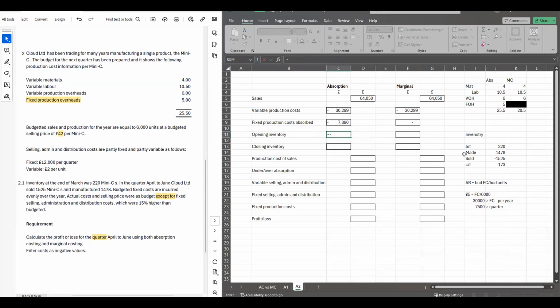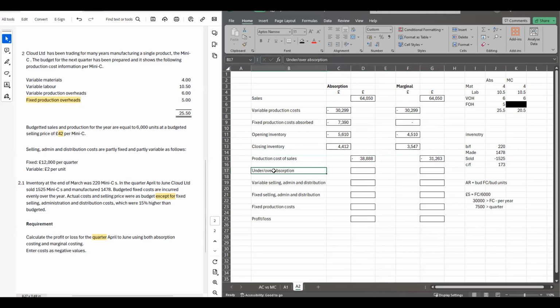So absorption costing is going to be the 220 multiplied by the £25.50. Under marginal costing, it's going to be the 220 times the £20.50. And the closing inventory is going to be the 173 multiplied by the £25.50 under absorption, and the 173 times the £20.50. So again, just to reiterate the point, closing inventory goes in as a positive number because it reduces our cost of sales. And again, we can sum up those two sections to get our production cost of sales.